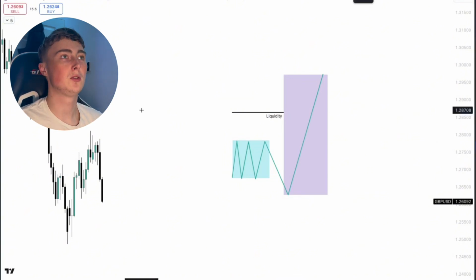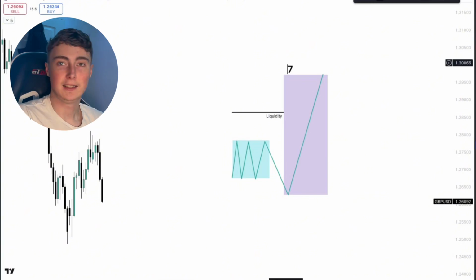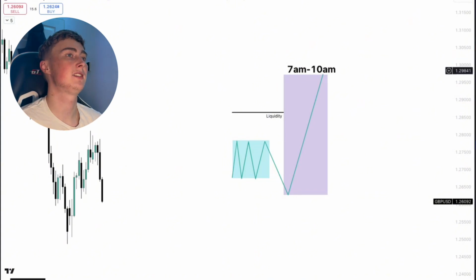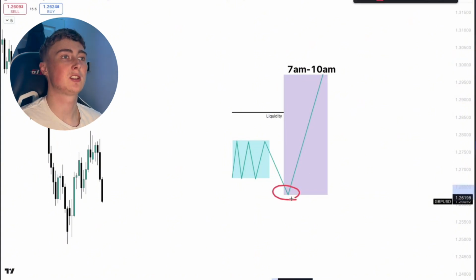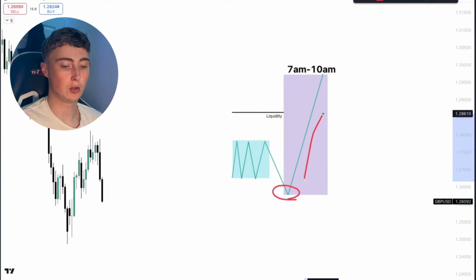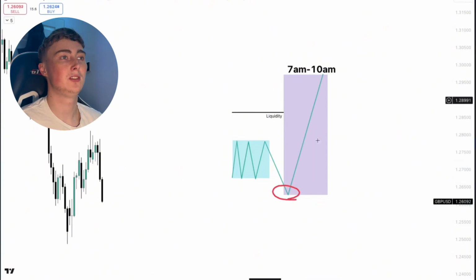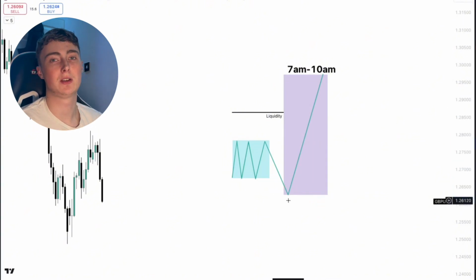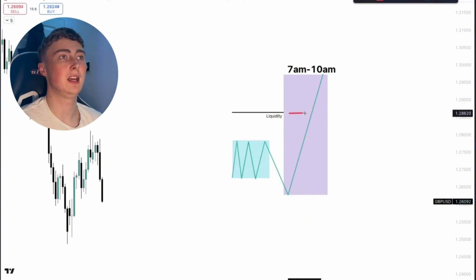So London kill zone starts at 7 a.m. This is Greenwich Mean Time, which is UK time, and it finishes at 10 a.m. Okay, and once price sets in this low and we start to expand, we can expect price to run until around 10 a.m. It's usually that last hour, so between 9 and 10. So let's say price reaches liquidity here at 8 a.m. or 8:30. There's still a lot of time left in the kill zone for price to run. So it would make sense that we go further than that liquidity target.